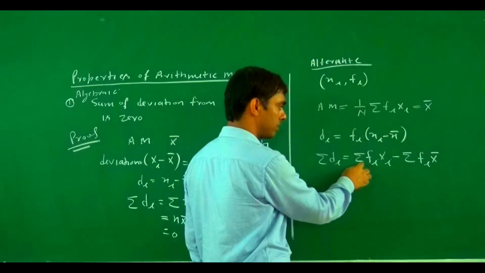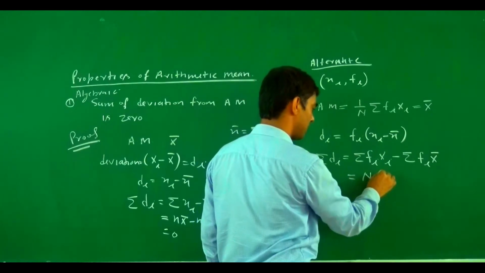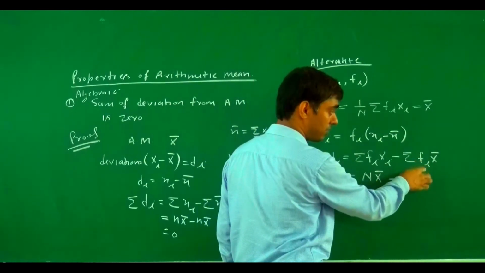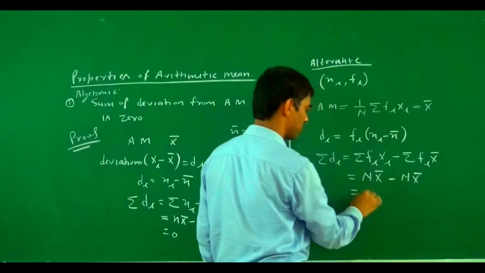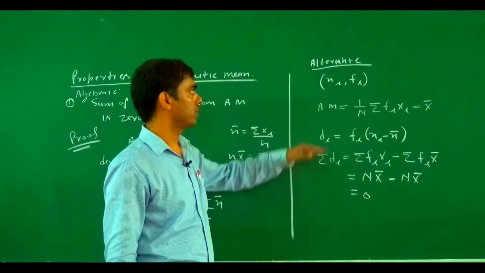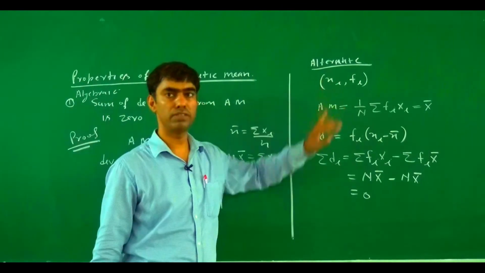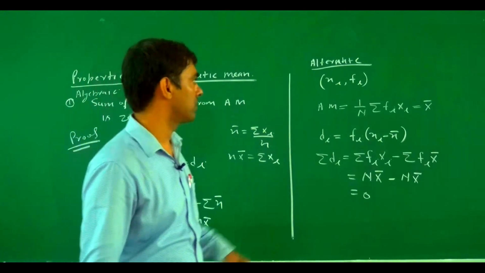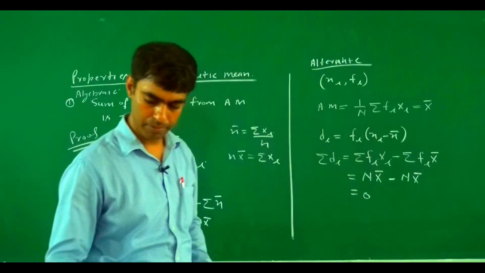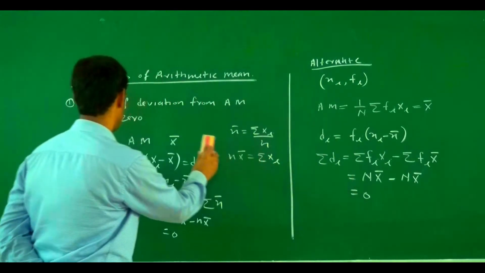And we know that what is the value of summation of fi xi? This one becomes n x bar, and summation of fi is what? Capital N x bar. This one becomes 0. So in this way also we are able to prove, means if data is given in the form of a frequency distribution, means corresponding to x, what is the frequency? Frequency is f.